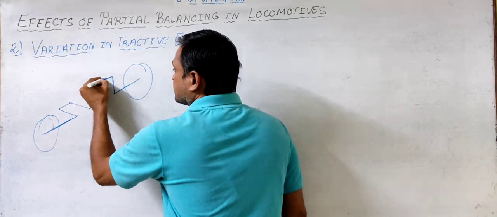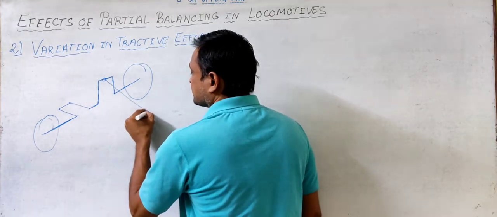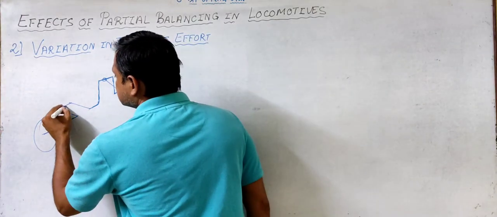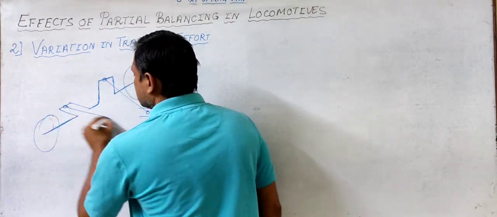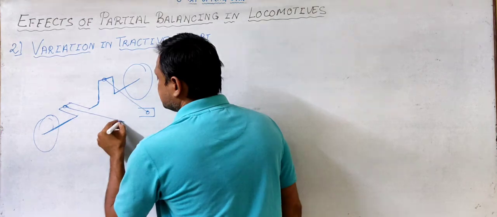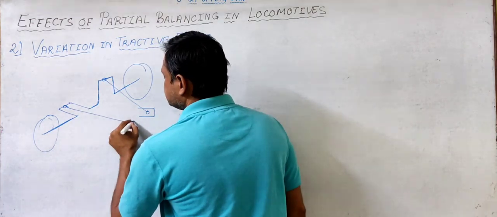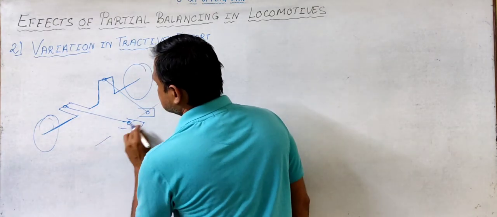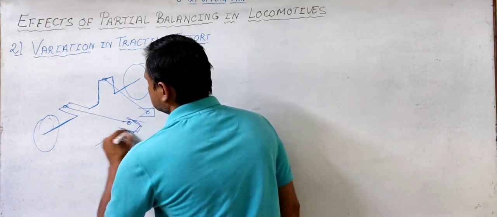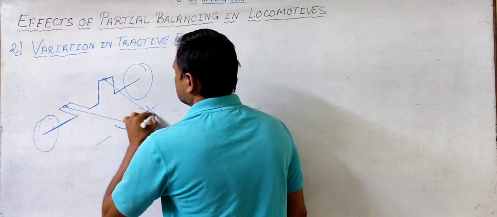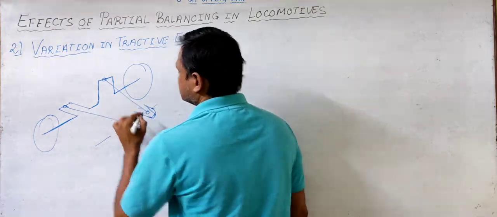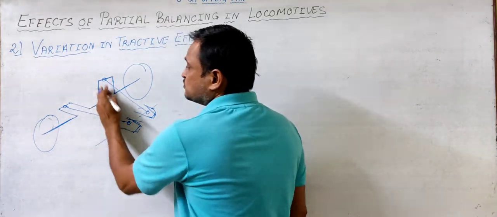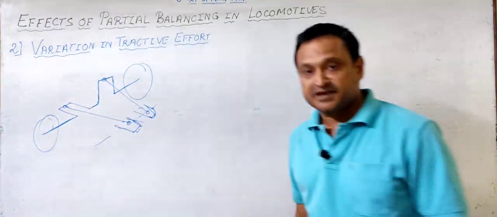If this is the connecting rod for the first cylinder and this is the connecting rod for the second cylinder, and you see this condition, this axis will be like this. So let me put it this way. More or less something like this. So you can see the phase between the two cranks is kept at 90 degrees.